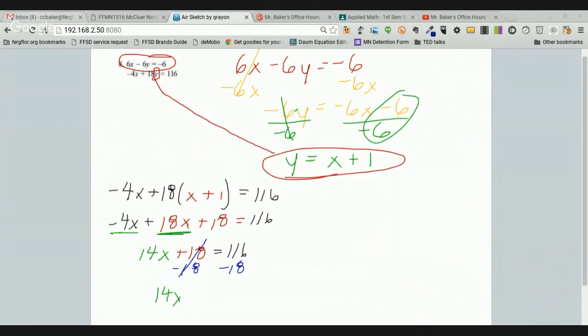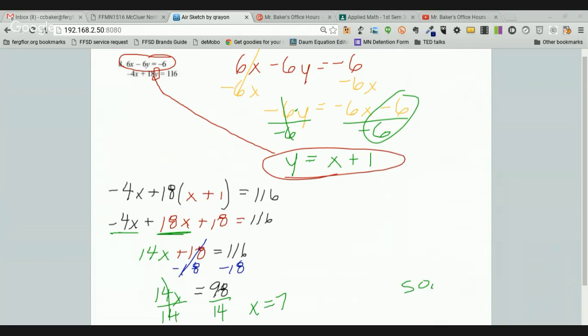14x. That was good I looked up though, because I saw somebody else got down. 14x equals 98. We'll divide by 14. That's a 1 there. X is 7.